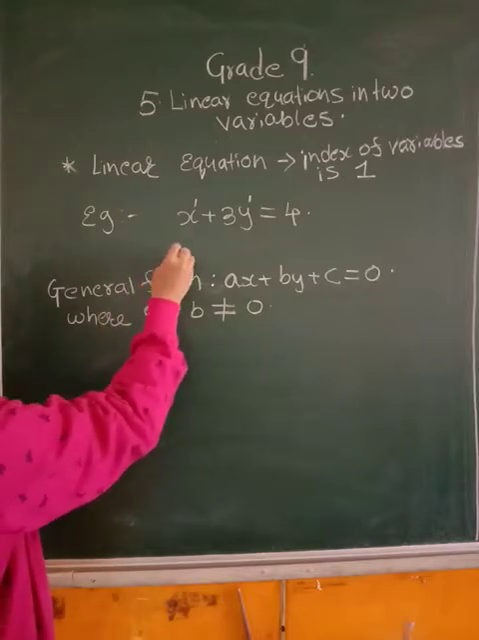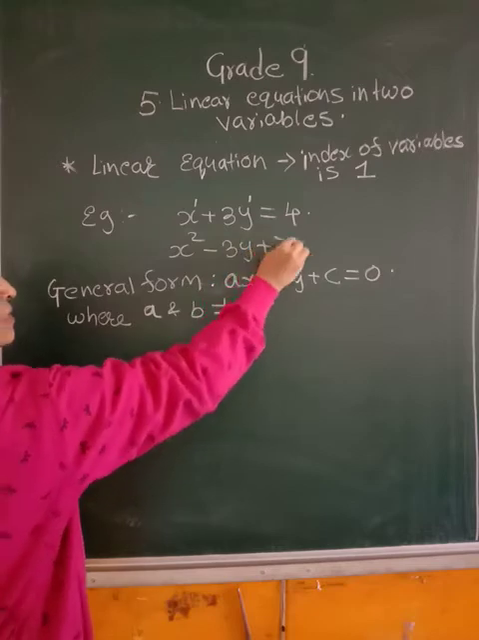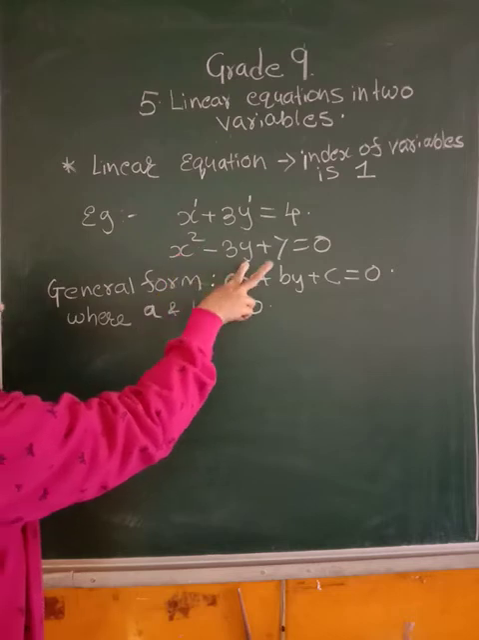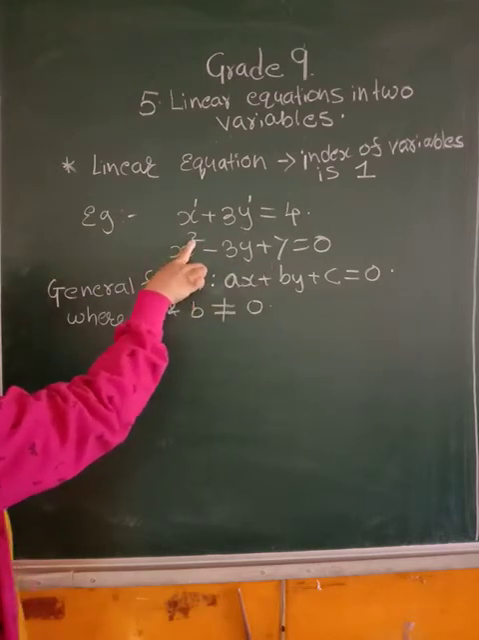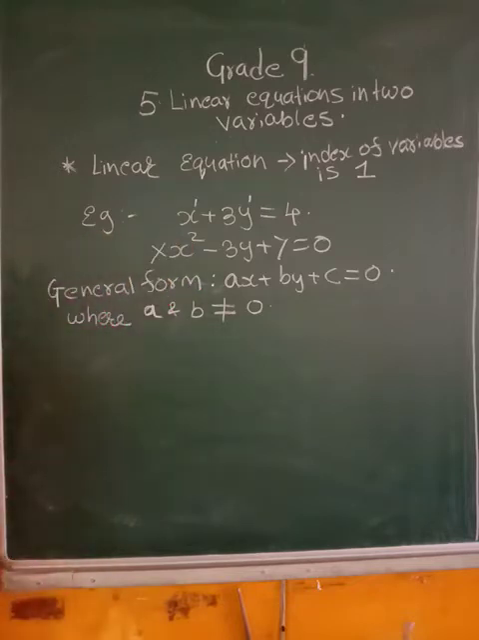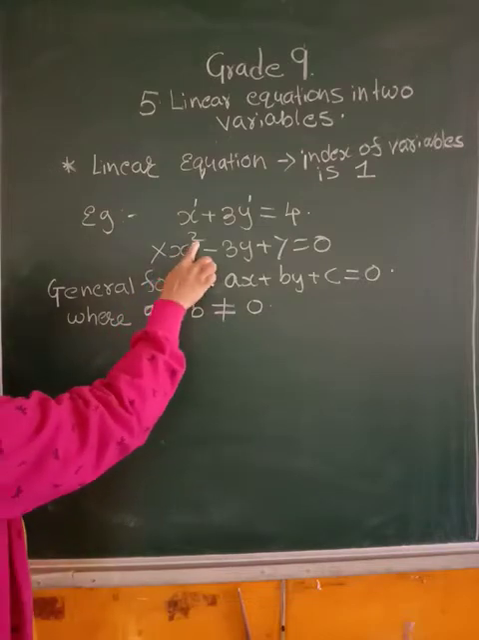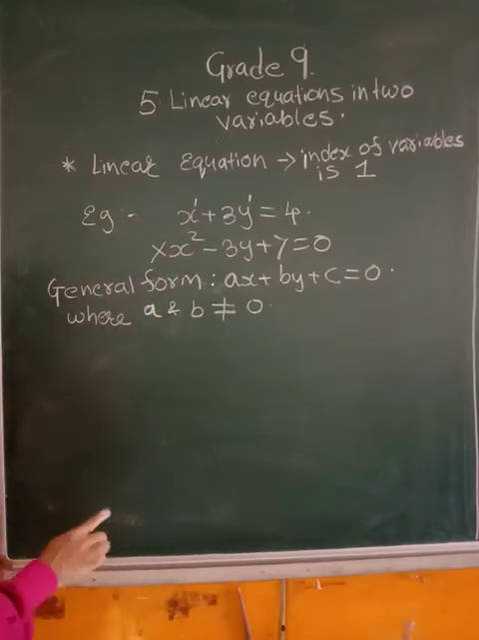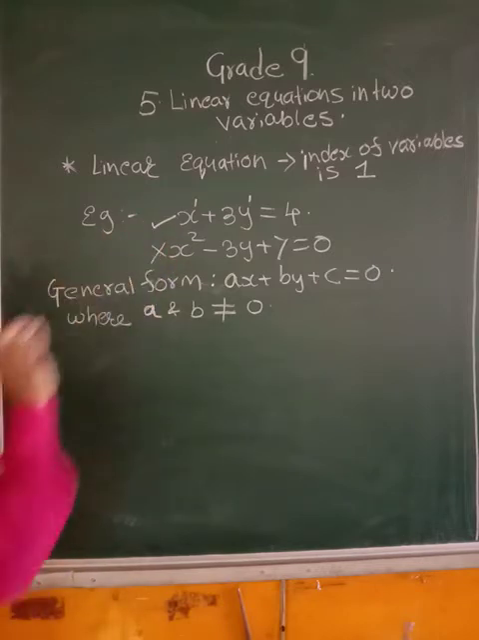Other examples, for example, if I write x square minus 3y plus 7 is equal to 0. Is this a linear equation in two variables? No doubt there are two variables, but what is the power of x? This is square. It is not 1. And therefore this cannot be an example of linear equation. This will be an example of quadratic equation. Quadra means power 2. Are you understanding me? So please be careful about the power of the index. So this is a linear equation, this is not a linear equation, though both are in two variables.